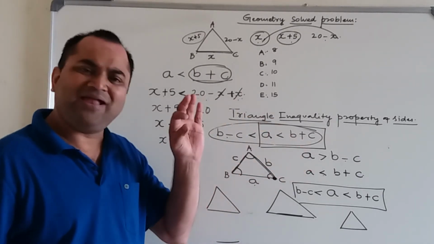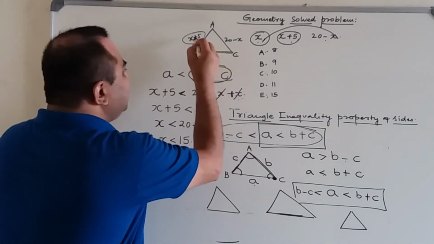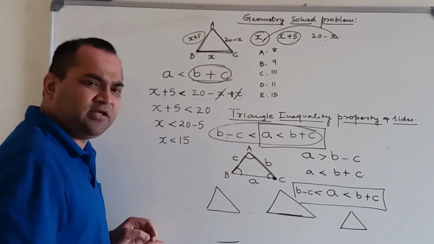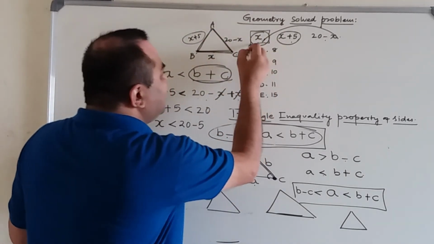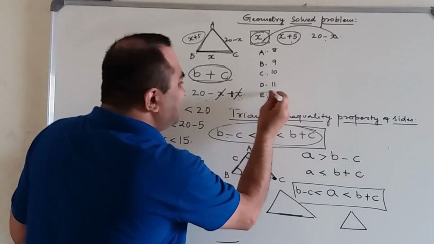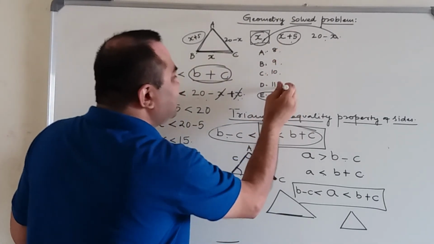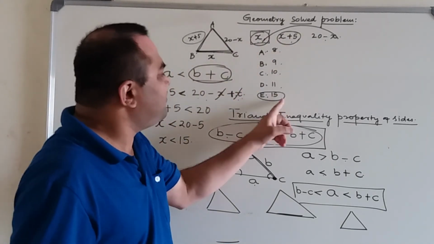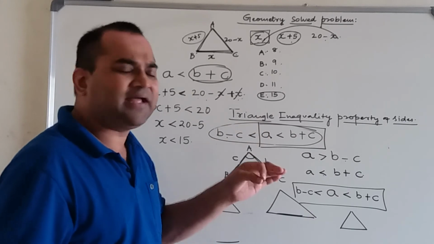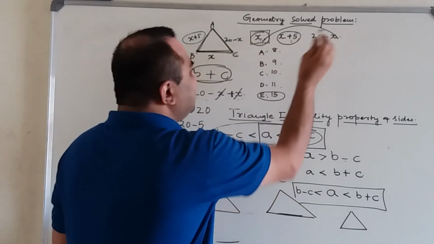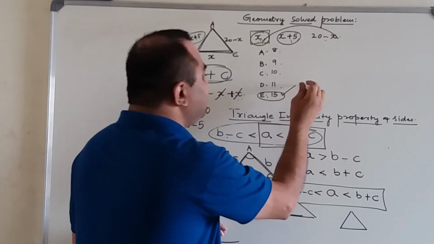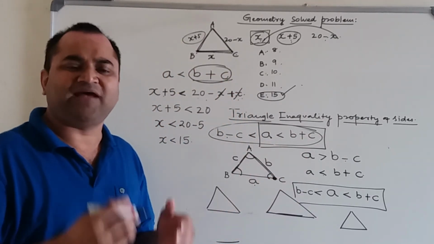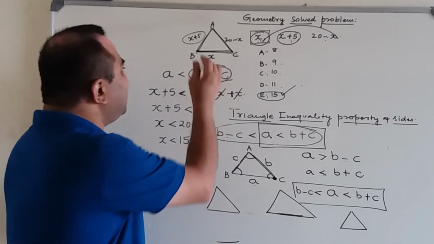So from the triangle inequality property, if these three expressions have to be the lengths of the sides of a triangle, then the length of one side, namely x, cannot be as much as 15. So the answer to the question, which of these cannot be the length of the side in a triangle in which these three are the lengths of the sides, is 15. This is how we can make use of triangle inequality property of sides in determining the length of the sides.